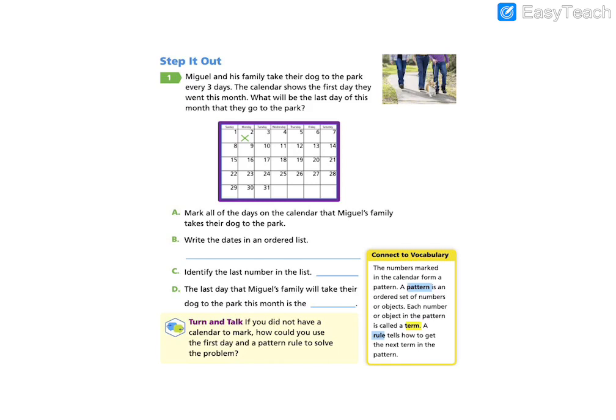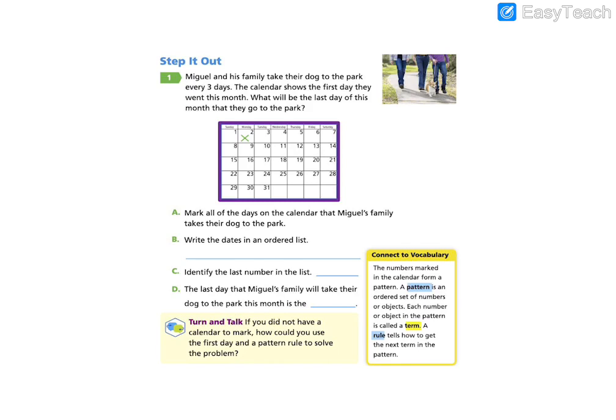Right, number 1. Miguel and his family take their dog to the park every 3 days. The calendar shows the first day they went this month. What will be the last day of the month that they go to the park?